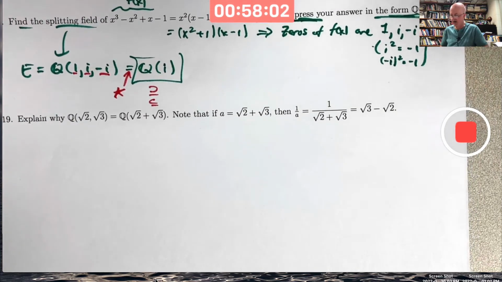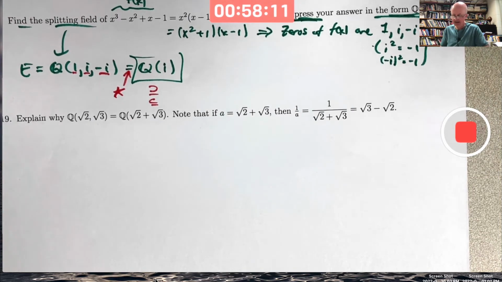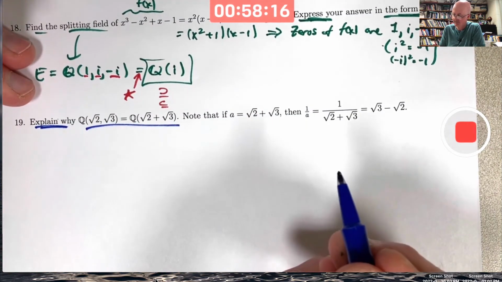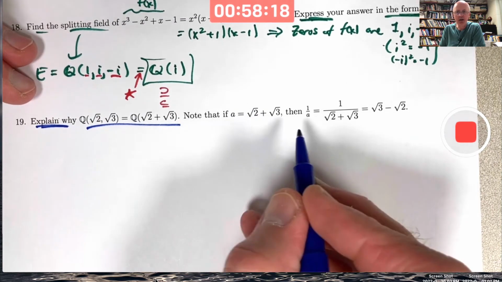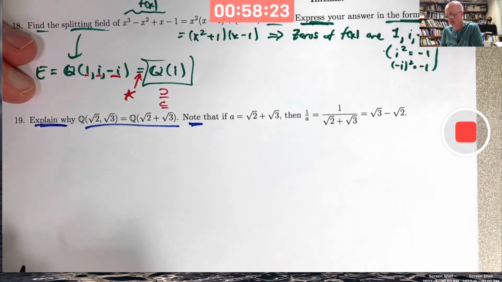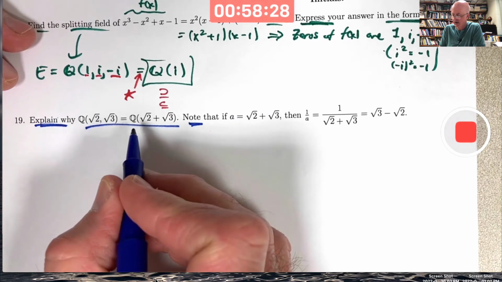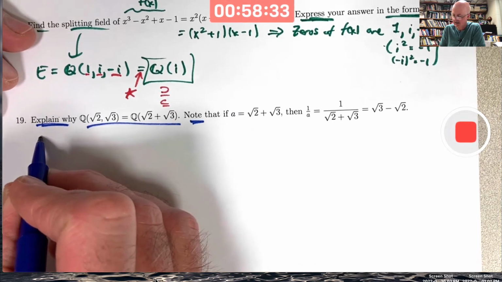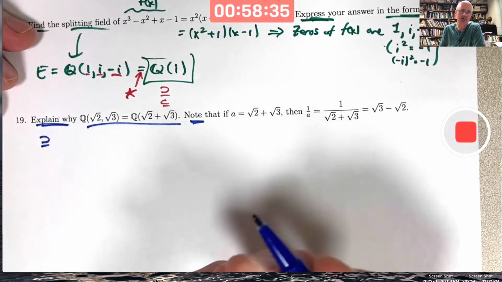19. This is effectively our only proof in this test, although there's a short explanation in the next problem, or next page. Explain why or prove this equality. There's a note here. Why is that there? Must be helpful. Okay, how do you do this? In this kind of situation, the inclusion from a simple extension to a non-simple extension, this inclusion is easier to prove.